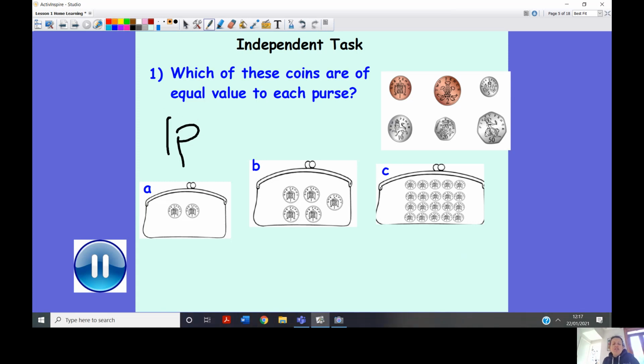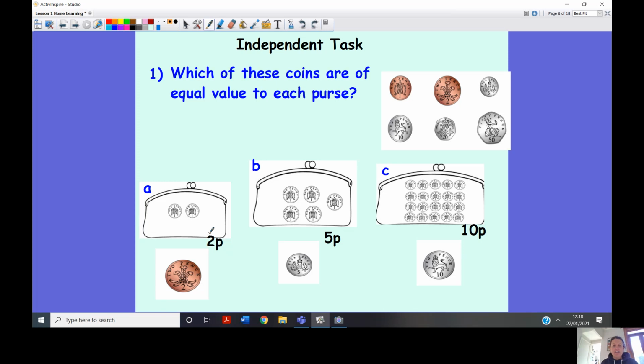I need you to count the number of 1p's in each purse, and then using these coins, find out which of these coins are equal value to each purse. So what is the value of the pennies in this purse, and what other coin could we swap the 2 pennies for? Press play, press pause to complete your task now, and then press play when you're ready to carry on.